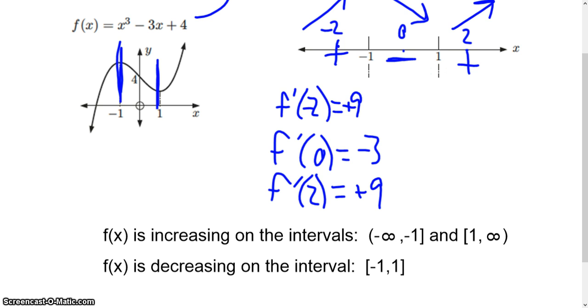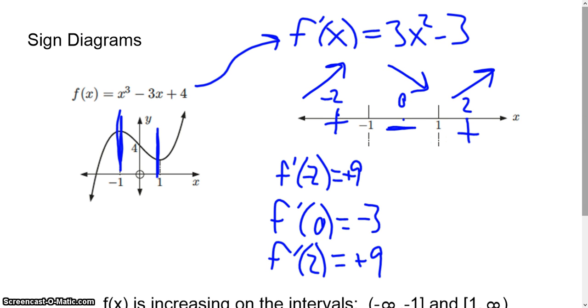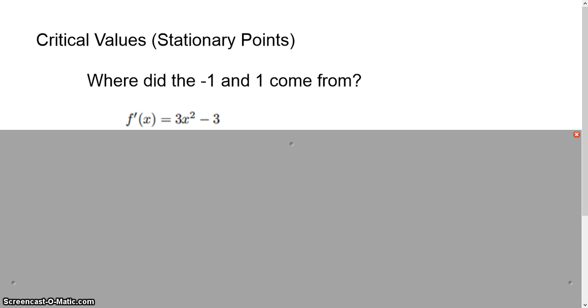But one question you might be asking is, well, where did this -1 and 1 come from? Those are what are known as critical values. Your book will call these stationary points. Now, these are values where our derivative, our tangent line, is horizontal. We've actually found these before. We just haven't applied them to graphs quite as much and looked at increasing or decreasing.